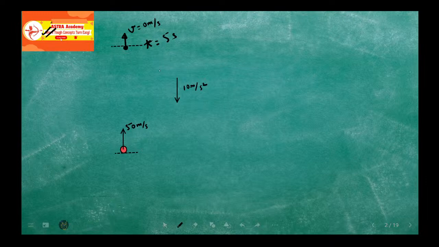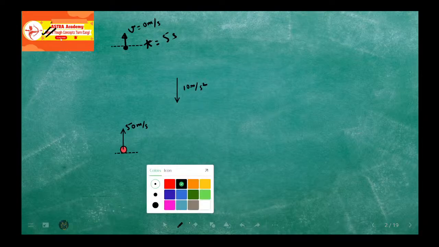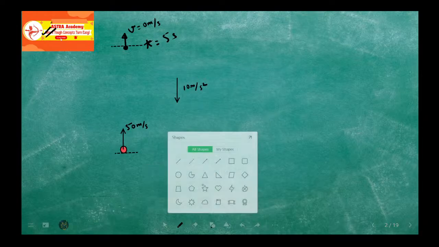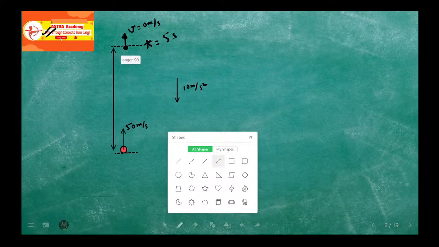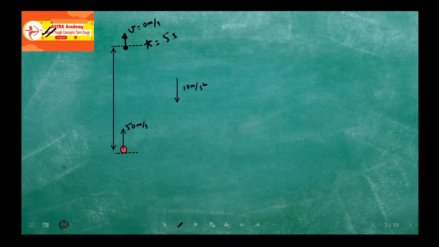Just understand carefully that if in each second the velocity is decreasing by 10 meter per second, then it will take 5 seconds. Somebody asked me, please tell me the maximum height. So it is very easy.